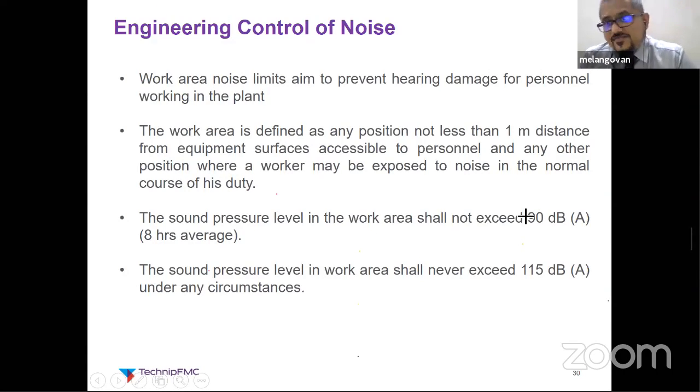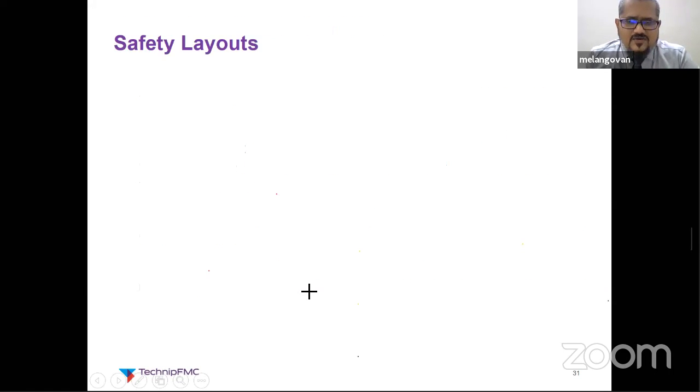If it is exceeding, what I can do is go with enclosures, acoustic enclosures, so that the outside noise will be limited to 90 dB. So that is another protection layer. Again, it is not exactly process safety. It is occupational safety, however, considered as part of process safety also. Okay, with all these things, we have discussed a number of tools and activities.